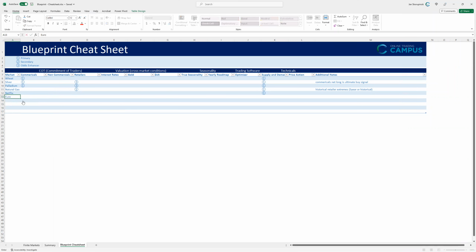For example, here we can put in the euro, and we have the full list of the tools that are available in our toolbox. We have the COT, the Commitment of Traders, split into commercials, non-commercials, and retailers. We have the valuation, which comes in next time, where we speak about cross-market conditions, where we look at interest rates, gold, the ultimate storehouse of value, and the US dollar as storehouses of value, and how they affect the beautiful markets that we trade. Then we look at seasonality and how it may affect those markets. We look at the optimizer, and of course, supply and demand.